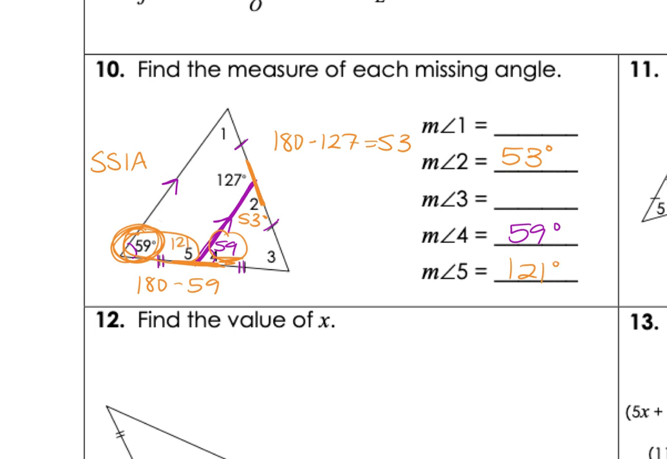Next, 59 plus 53 plus angle 3 equals 180. Yeah, now you have a triangle, right? Here's a triangle right here. So in that triangle, 59 plus 53 plus the measure of angle 3 should equal 180. So you can take away, what is that, 112? So the measure of angle 3, 180 minus 112, would be 68 degrees.